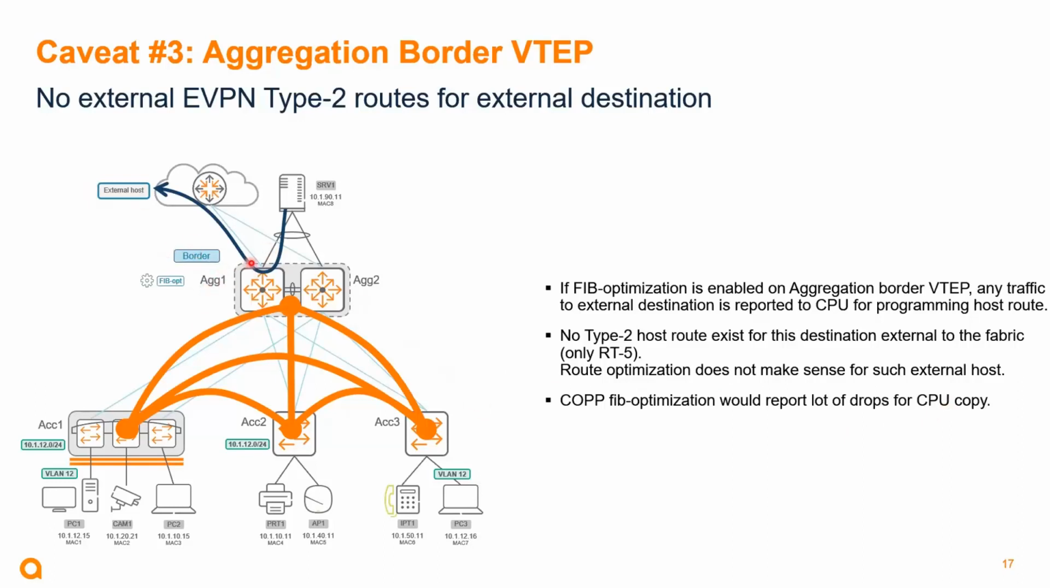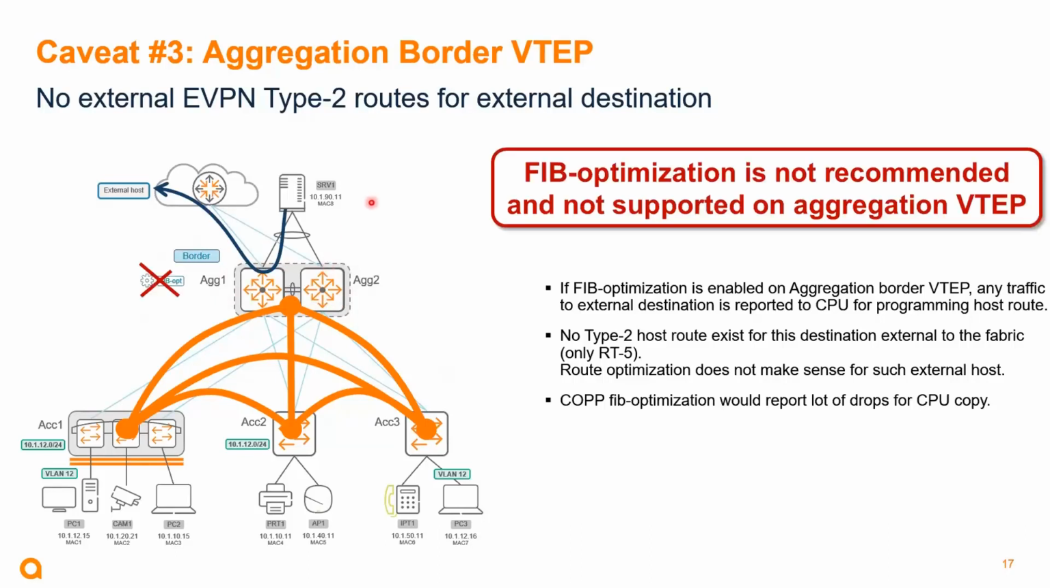So on the border, typically the aggregation layer is the border for the campus fabric. That border should not have FIB optimization enabled. It's not recommended and not supported. In the slide deck, in the speaker notes, there is a Jira ticket that is documenting those caveats. So feel free to get into this, and you will see that it's as designed.